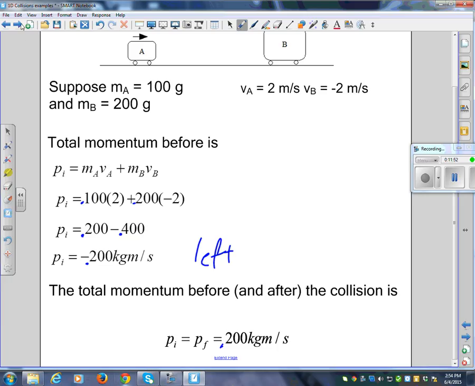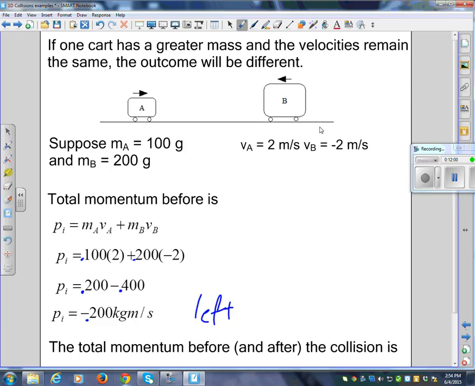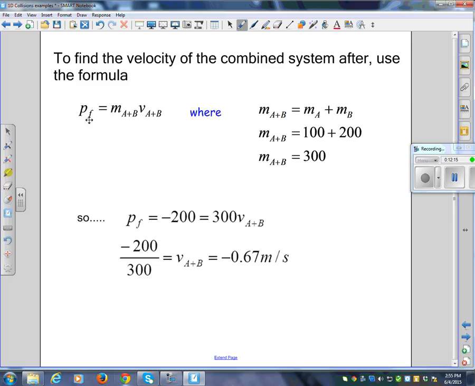How fast are those two objects going together, do you think? What's the mass of the combined system after? Mass A plus B is going to be 0.3 kilograms, right? 100 plus 200 grams. Going to have to add them together. So PF is equal to MA plus B, VA plus B. See those crazy subscripts? Where mass of A plus B is equal to mass A plus mass B, 100 plus 200, 0.3 kilograms.